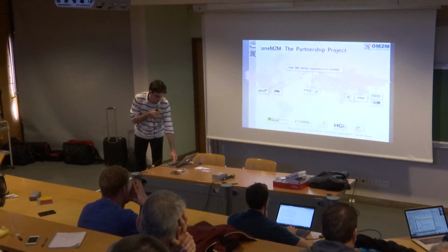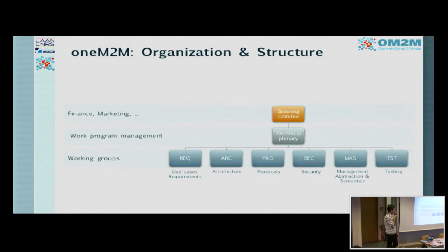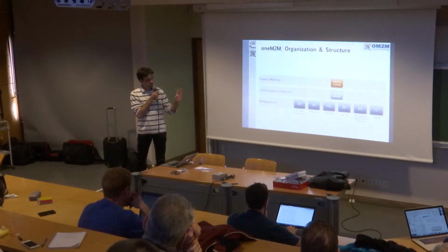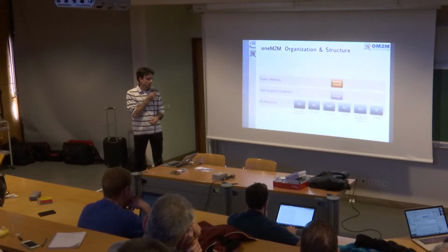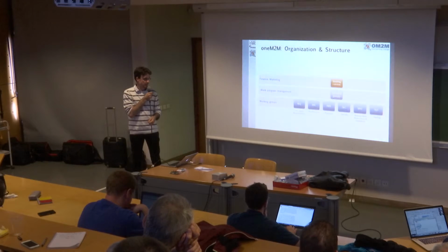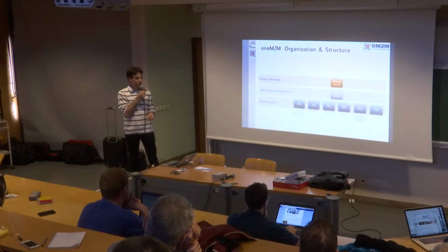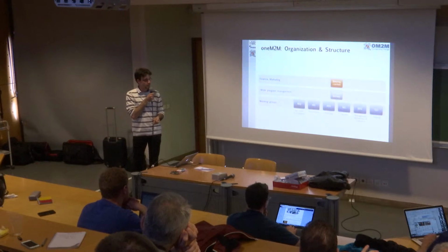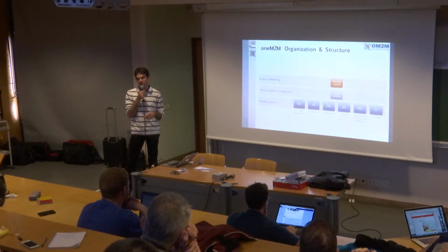And the idea of oneM2M is really to have a close interaction with companies that are working on solutions and standard institutes that will work on the abstraction layer. So the organization of oneM2M is separated into different working groups that will work on different aspects, such as the architecture of the standard or the protocols you will be able to communicate with, and also, for instance, the MAS group, on management, abstraction, and semantics, that is working on the interoperability of data.